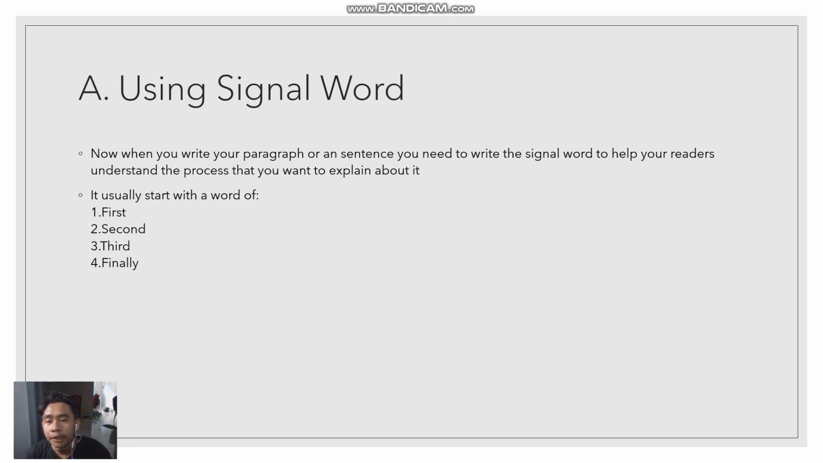When you write your paragraph or a sentence, you need to use signal words to help your reader understand the process that you want to explain. It usually starts with a word: number one, first. Number two, second. Number three, third. And number four, finally.